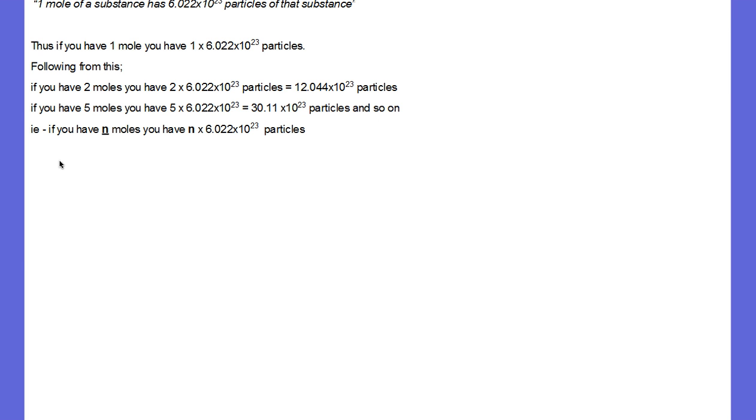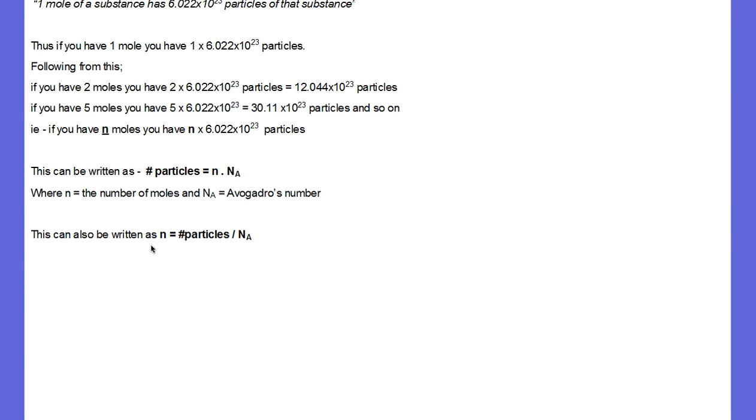Eventually you get to the point where you hopefully realise that if you've got n moles of a substance, you've got n lots of 6.022 by 10 to the 23 particles. And this is where our math starts coming in. That means the number of particles you've got is the number of moles you've got, n, times Avogadro's number. So if you needed to know how many particles in a substance you have, if you know the number of moles, all you have to do is times that by Avogadro's number, and you can tell exactly how many particles in a sample you have.